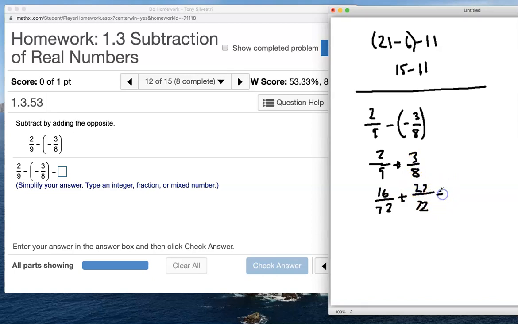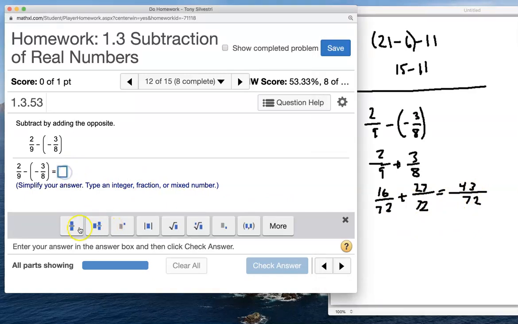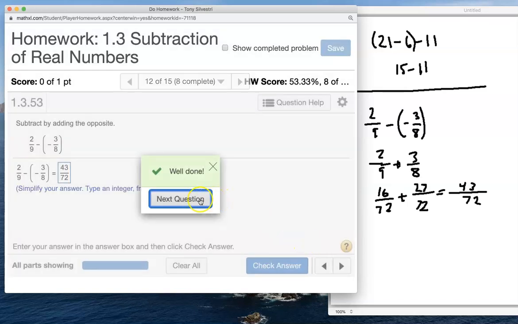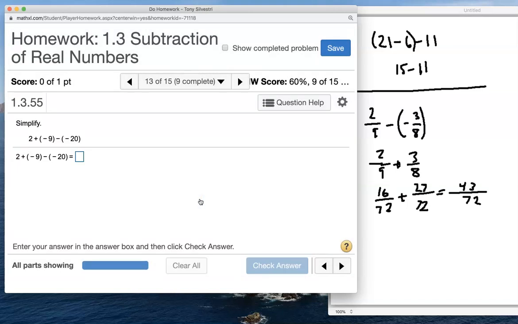Now we get to add the tops. When we add the tops, I get 16 plus 27, that's 43 over 72. Now, once you get that fraction, you got to see if you can simplify it. I don't think we can simplify it. 43 is a prime number, so we're done. Put a 43 there, 72 here, hit enter. Nice. And we're almost done.